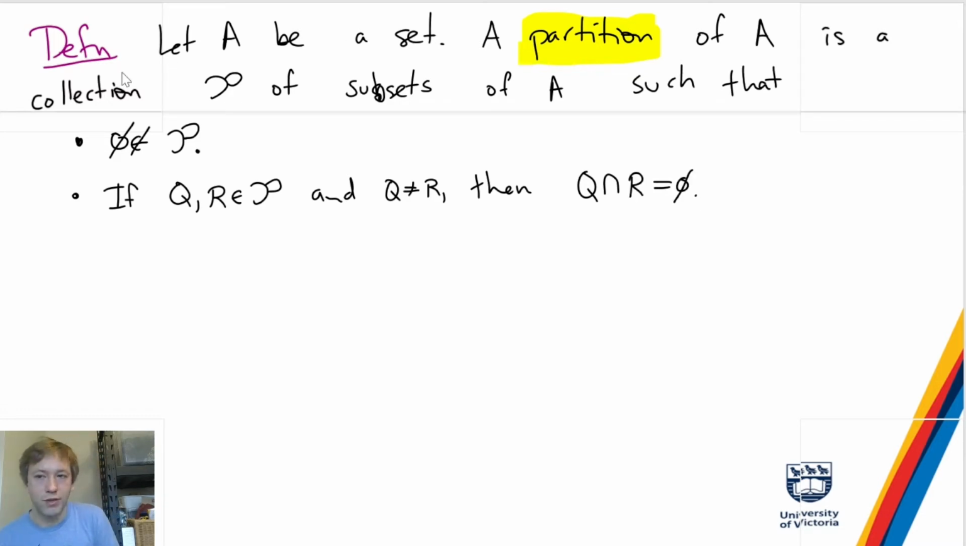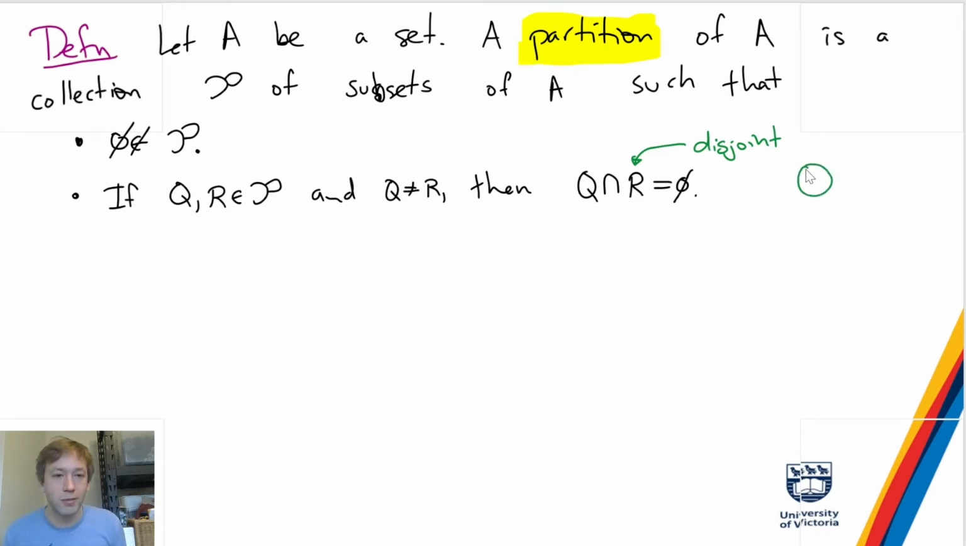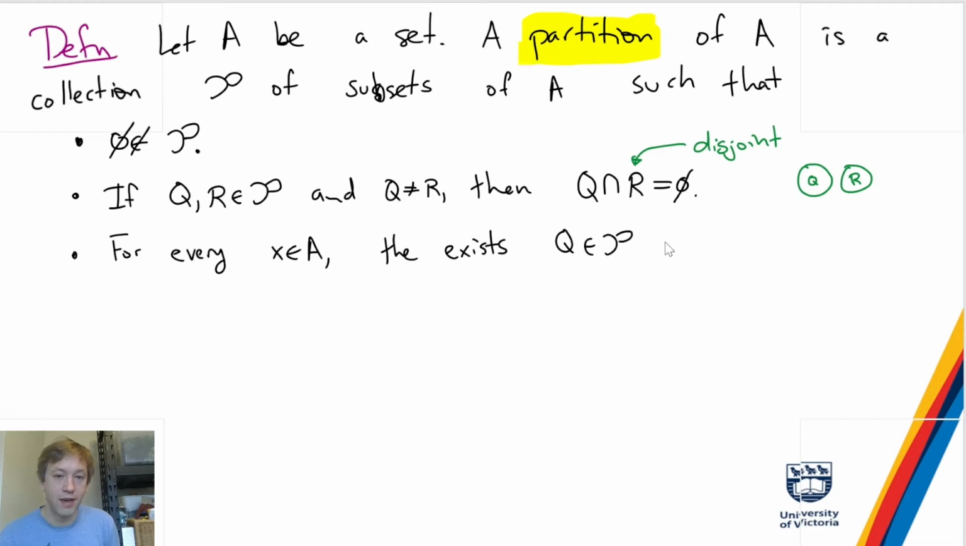Maybe I've never used this word before, I'm not sure. But if I haven't, the word disjoint means that two sets are disjoint if they have empty intersection. So if I look at Q and R, their Venn diagram looks like this. There are no common points, no common elements. And the third property is that for every element X of A, there exists an element Q in the partition, so in P, such that X is in Q.